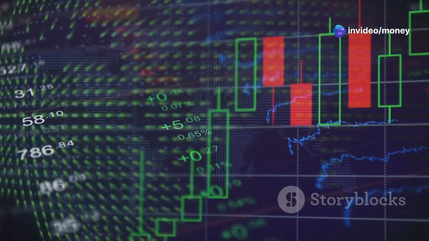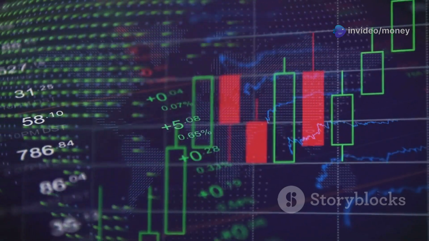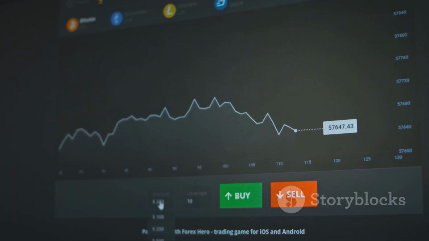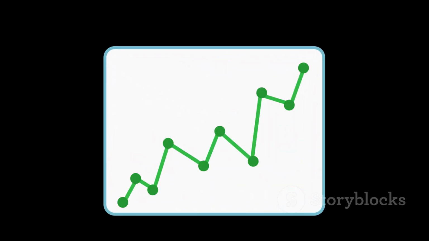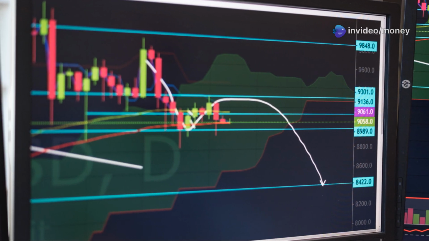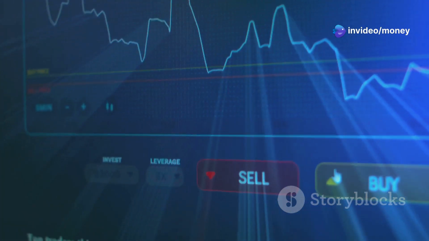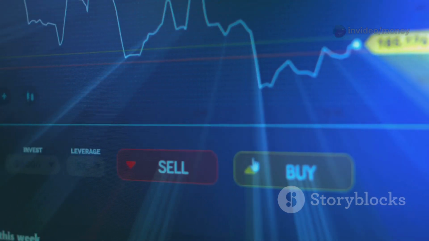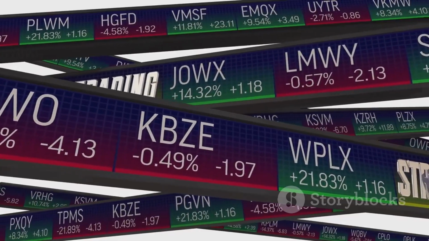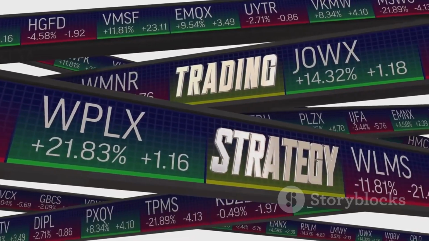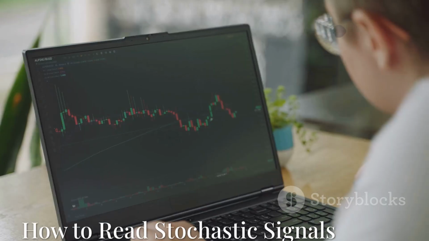The %K line shows the current closing price's position. It's relative to the high-low range over a set period. The %D line smooths out the %K line. This provides more reliable signals. Together, they paint a picture of market momentum. They show if the buying or selling pressure is strong or weakening. Understanding this foundation is the first step to using this tool effectively in your trading.